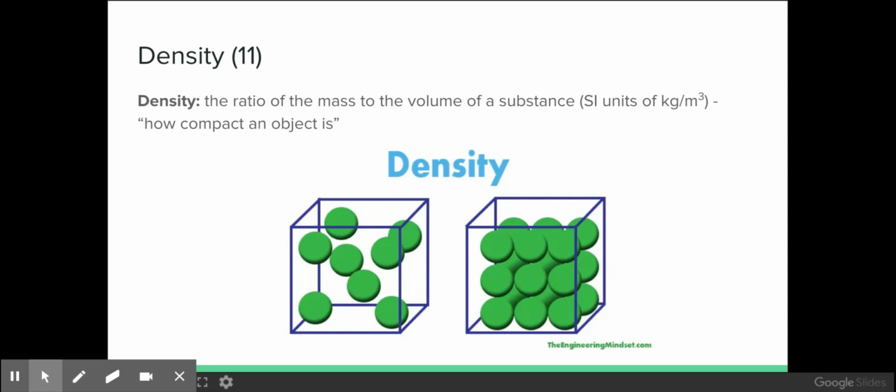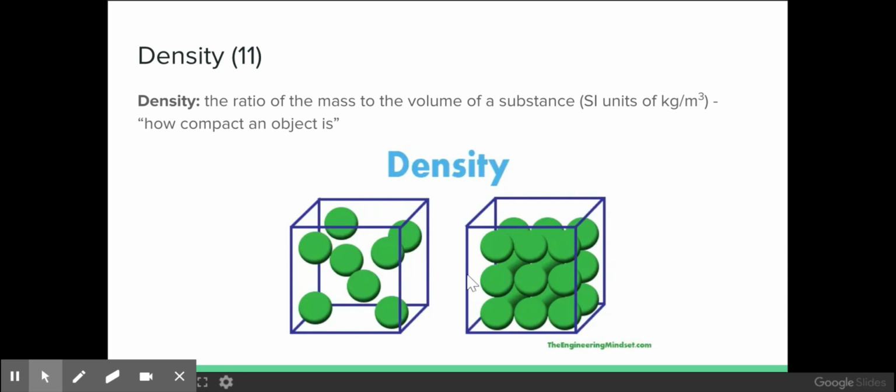Density is a derived unit. It's actually a ratio of the mass to the volume of a substance, the SI units of which are kilograms per meters cubed, but we're going to be using other more commonly expressed units such as grams per centimeter cubed. I think of density as how compact an object is.